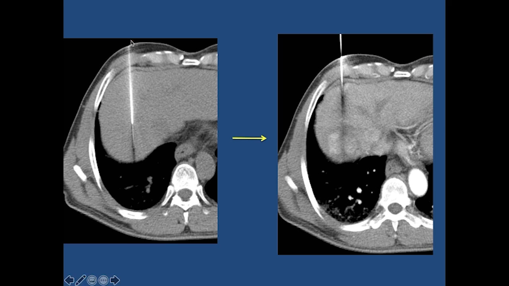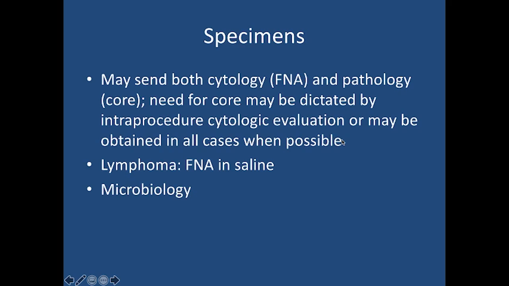So in this example, a needle is placed using anatomic landmarks into the approximate position of where the mass is, and then IV contrast is subsequently given, and in this case, the needle is readjusted in order to get into the lesion itself. In terms of specimens, cytology and pathology is generally submitted. The need for cores or pathologic specimens may be dictated by whether intra-procedure cytologic evaluation is performed in the procedure room or during the procedure itself, in which case the pathologist may say, I need more samples, or I may need a core. And there are practices in which cores are obtained in every case whenever possible.